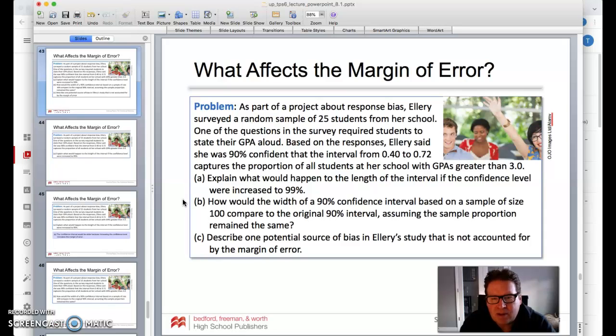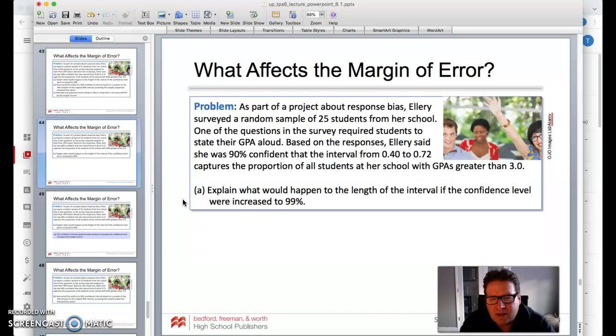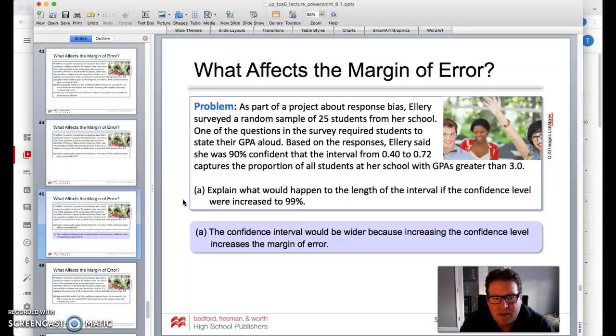Now, what would happen to the length of the interval if we increase the confidence level to 99%? Well, we know that when we increase the confidence level, the length of the interval is going to have to get bigger. It's going to go wider than 0.4 to 0.72, because in order to be 99% confident, it's going to have to. Again, it would be wider because increasing the confidence level increases the margin of error.